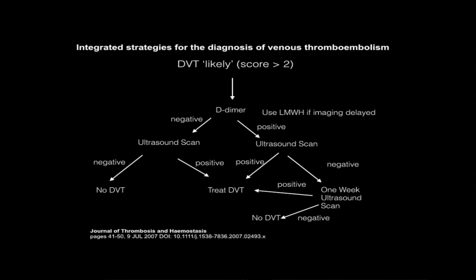In patients with a Wells score of 2 or more, the algorithm is a little more complicated. If the D-dimer is negative and the ultrasound scan is negative, the diagnosis of DVT may be safely excluded. If the D-dimer is positive and the ultrasound scan is negative, many experts suggest that the ultrasound scan should be repeated a week later. The algorithm is shown, and you can pause the video to study it.